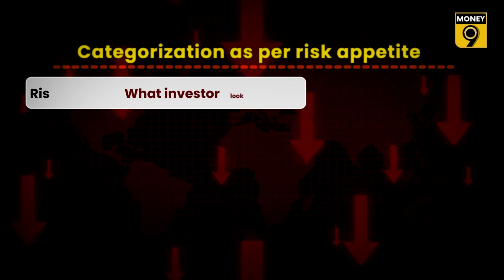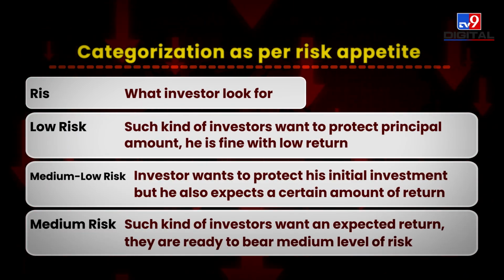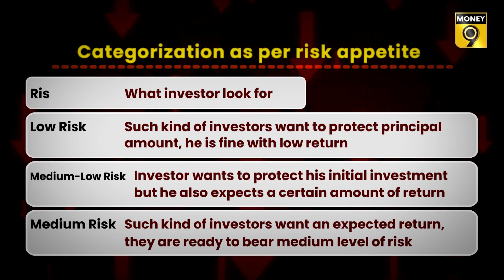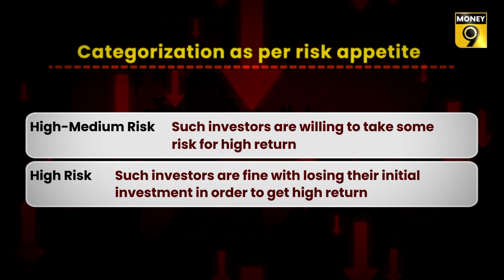On the other hand, Rohit is a risk-averse investor. He doesn't want to take high risk. His risk appetite is low to medium. He wants to invest in a stable and safe investment option.